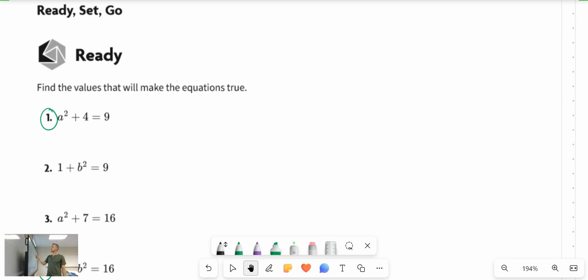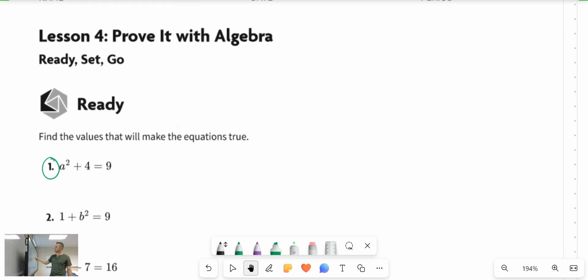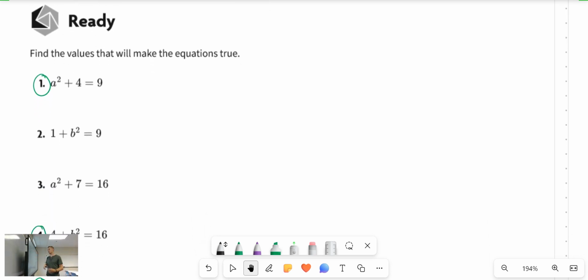Welcome to Unit 8, Lesson 4, Prove It with Algebra. So we're going to start with the ready number 1, and the first thing we're going to do is find the values that will make the equations true.